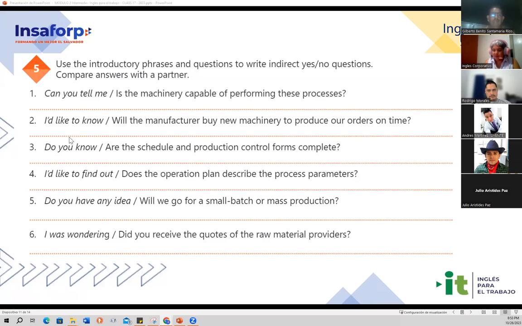Okay, number two, Rodrigo. I'd like to know if the manufacturer bought new machinery to produce our orders on time. Okay, very good. Will it have a question mark at the end, or do we remove it? We remove it because we use "I'd like to know" and "if." It is an indirect question. Okay. Very good.